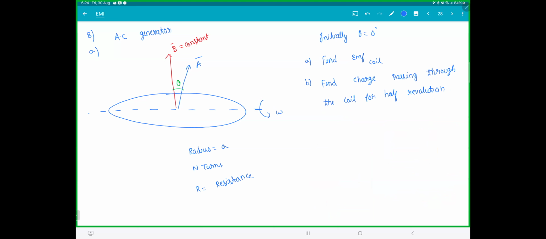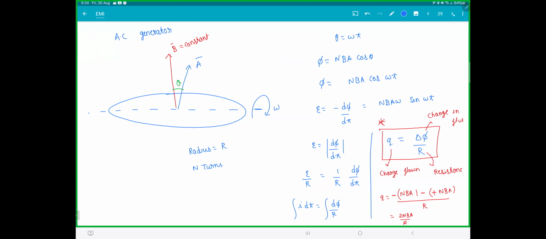In this, I can do something else. I can create another type of AC generator. All clear with this? Easy one?